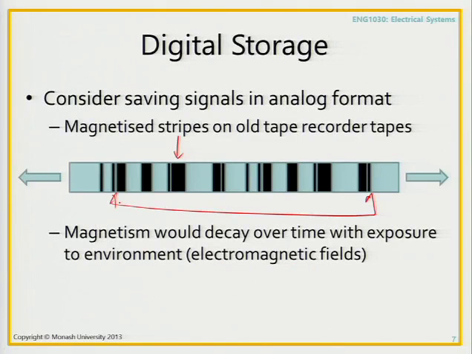Digital storage does not suffer from this problem because you don't look at the strength of this magnetic field, you just look at whether there's a magnetic field there or whether there is not a magnetic field there. So that's much easier to tell than if I'm trying to figure out the exact value of that magnetic field. So it's either there or it's not. And that's easier to figure out.